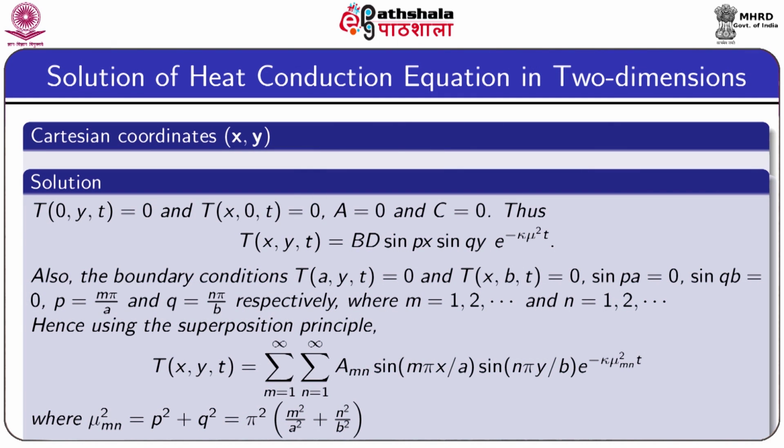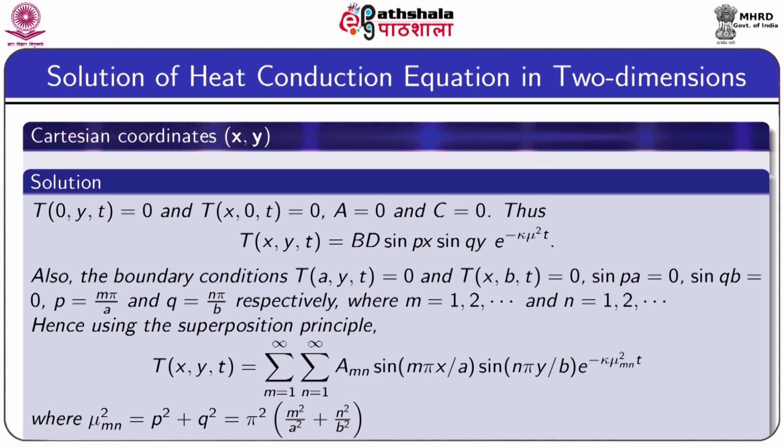There are also two boundary conditions, which are T at x equals a equals 0. If we apply this condition in the above expression, we get sin pa equals 0. So this gives p equals m pi by a, where m is a positive integer. Now applying the boundary condition T at y equals b equals 0 implies sin qb equals 0. So this gives the values of q as q equals n pi by b, where n is an integer.